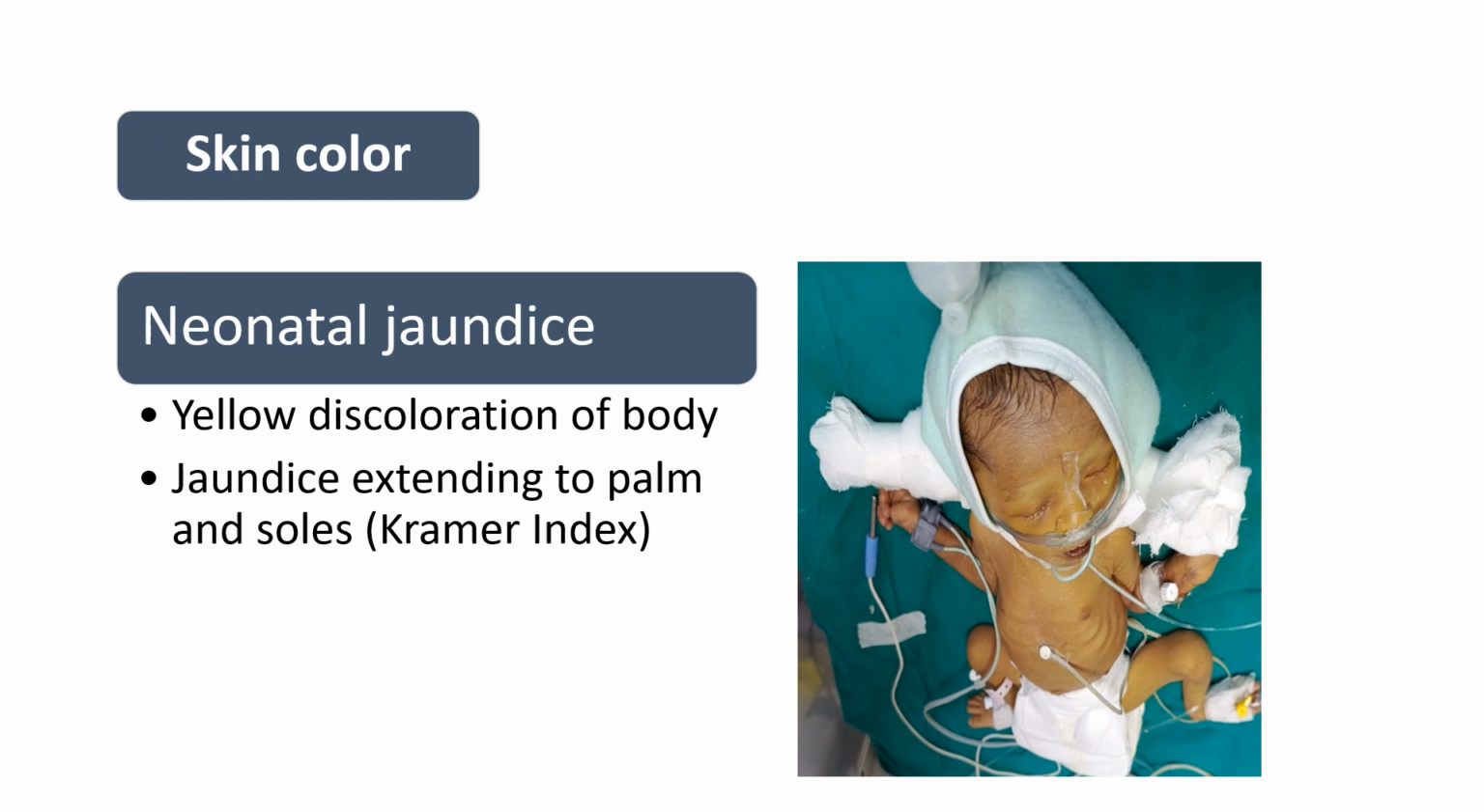In the newborn period, whenever the baby has yellow discoloration of the skin, that means the baby is having neonatal jaundice. So here in this image you can see the baby is having deep yellow discoloration of the face, trunk, limbs, and even the palms and soles have yellow discoloration. According to Kramer's index, if the palms and soles are also yellow discolored, that means total serum bilirubin will be more than 15 milligram per dl. So the baby is having neonatal jaundice.